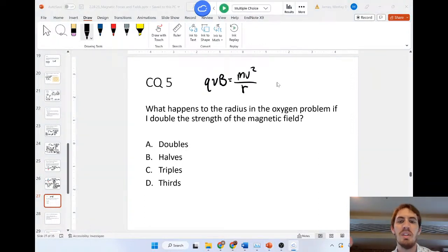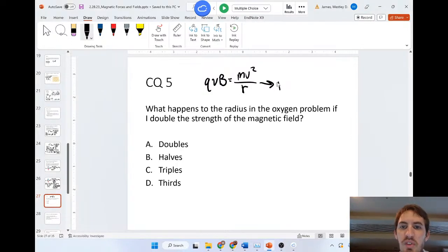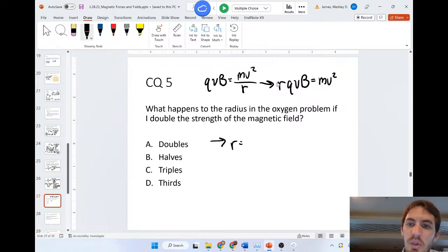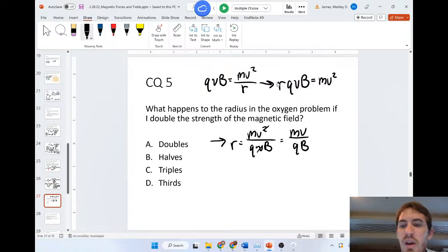Alright, so before I show you what the answer is, before I show the responses, let's get R by itself. So I'm going to bump R to the other side. So RQVB equals MV squared. Divide everything else over. So R will equal MV squared over QVB. One of those V's will cancel, so R equals MV over QB, which is the equation we found before.